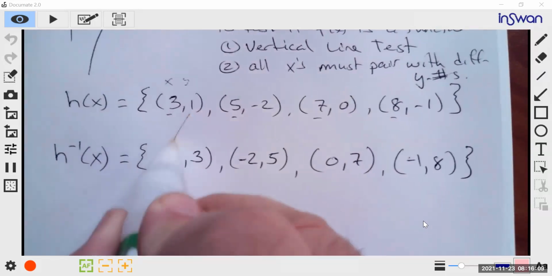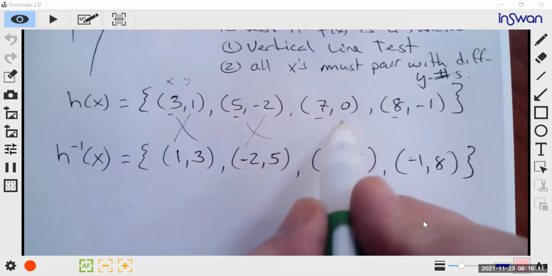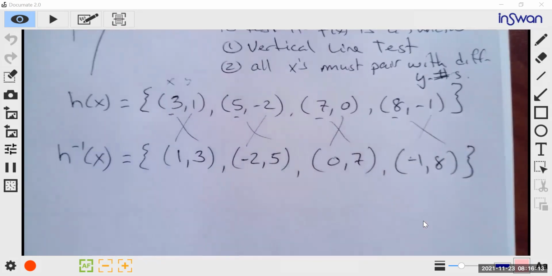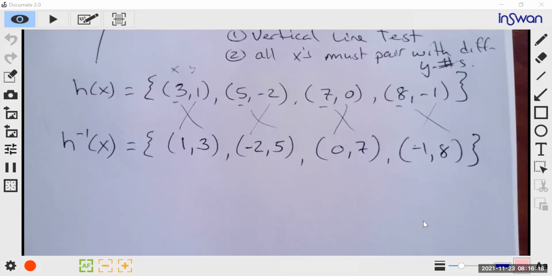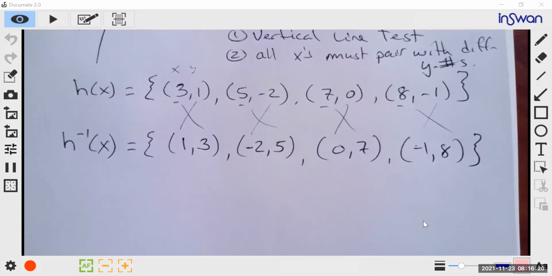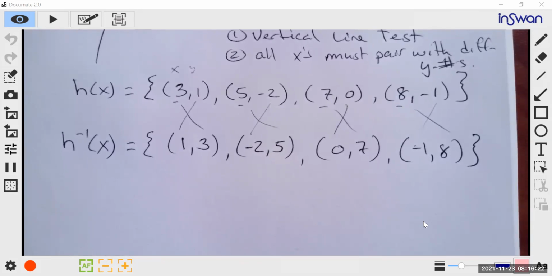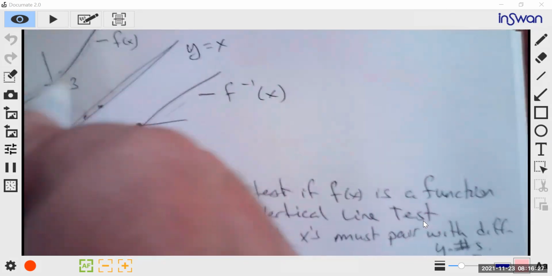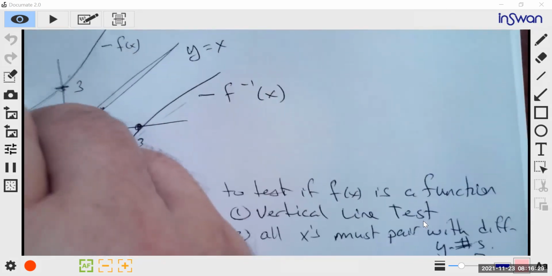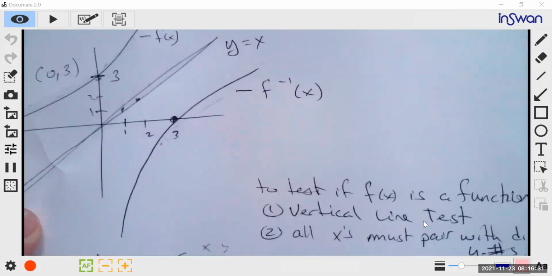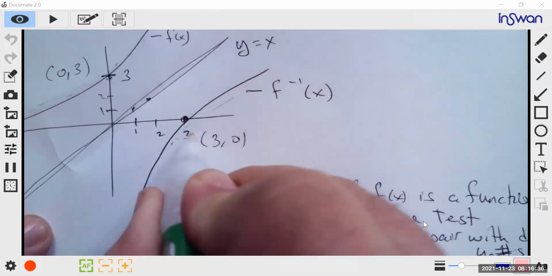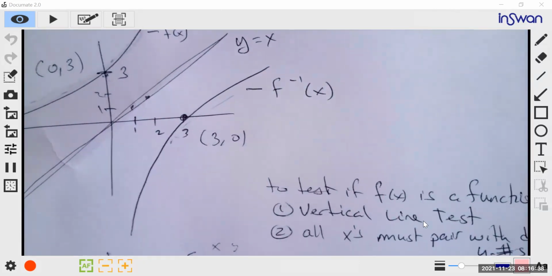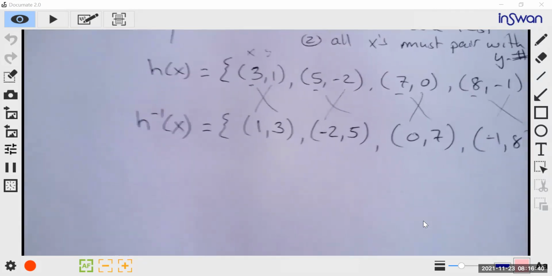So all we did was switch the x and y's. If you think about it, this point here is at (0, 3). The inverse would be at (3, 0), which is there. So that's exactly what we do. All we do is just change the points.